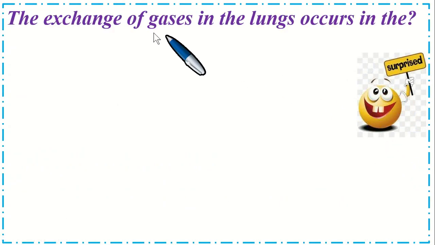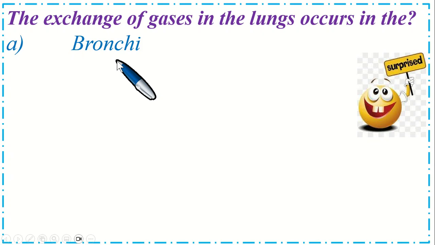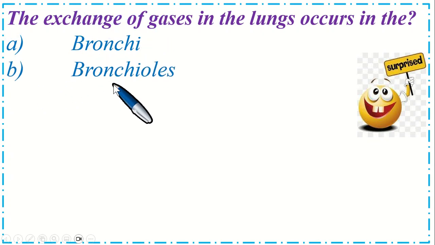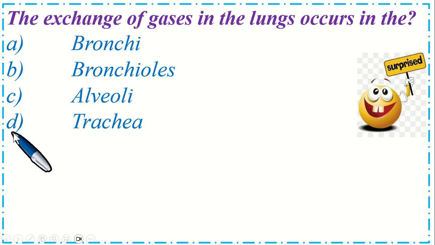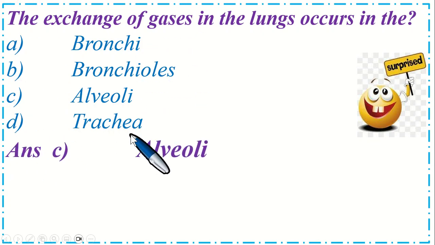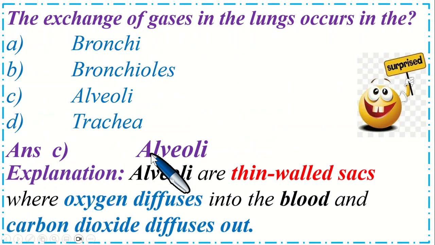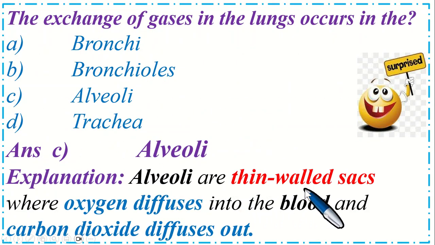Dear students, this is a very important MCQ. The exchange of gases in the lungs occurs in option A, bronchi, B, bronchioles, C, alveoli, and option D, trachea. So the correct option is C, alveoli. Alveoli are thin-walled sacs where oxygen diffuses into the blood and carbon dioxide diffuses out.